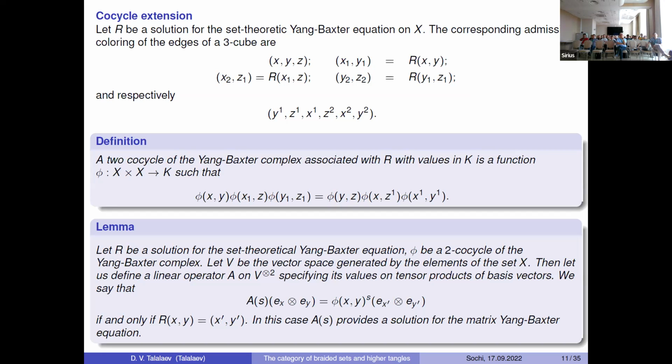It's a function on two variables in X with values in some field, with a condition of such type in the core of the definition. And there is a theorem. If R is a solution of the set-theoretical Yang-Baxter equation and phi is a two-cocycle defined by this formula, we can construct a vector solution for the Yang-Baxter equation by the following procedure. We associate a vector space V to the set X, taking basis elements of V corresponding to elements of X. And we define a linear operator A acting on V tensor power 2, specifying its values on basis vectors by this formula.